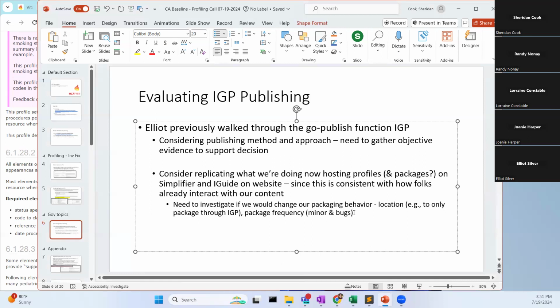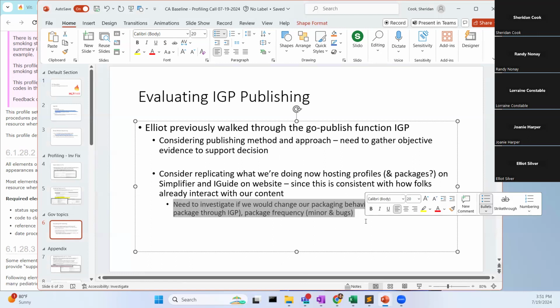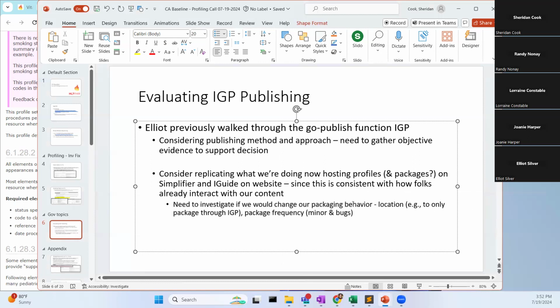What else do we think we need to investigate? I think Lorraine has provided kind of a pro for us to consider. And we've got something for us to determine and assess: are there differences between the two tools and our ability to facilitate the frequency of our packaging? Is there anything on the stability front, Elliot, that you guys talked about two weeks ago that we think we need to look into more?